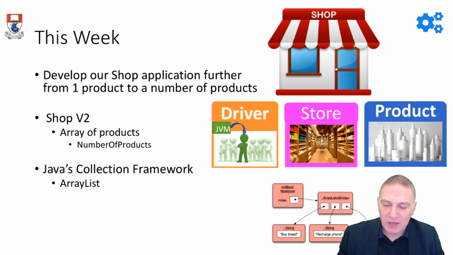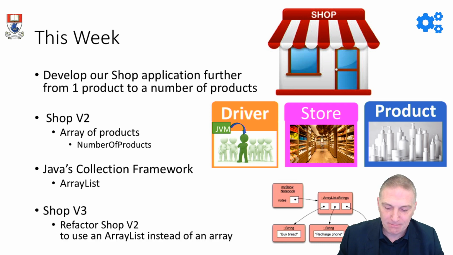But one of the issues that we had with using an array is you need to know in advance how many items you're going to be using up, and you can't go over that maximum amount. So there's a better way of doing things, and that's using the Java collection framework, which we introduced the last day. And specifically this week, we're working with one element of that collection framework called the array list. So today is about shop version 3. We're going to be refactoring shop version 2 to use an array list instead of an array, and we're going to see how that works.